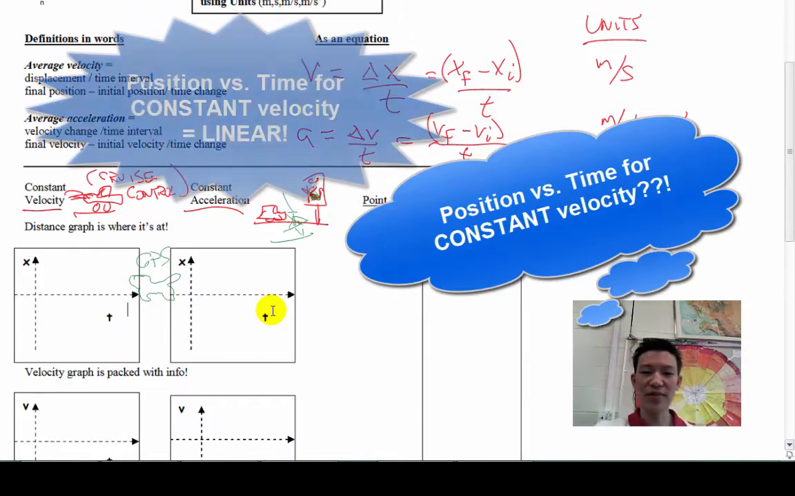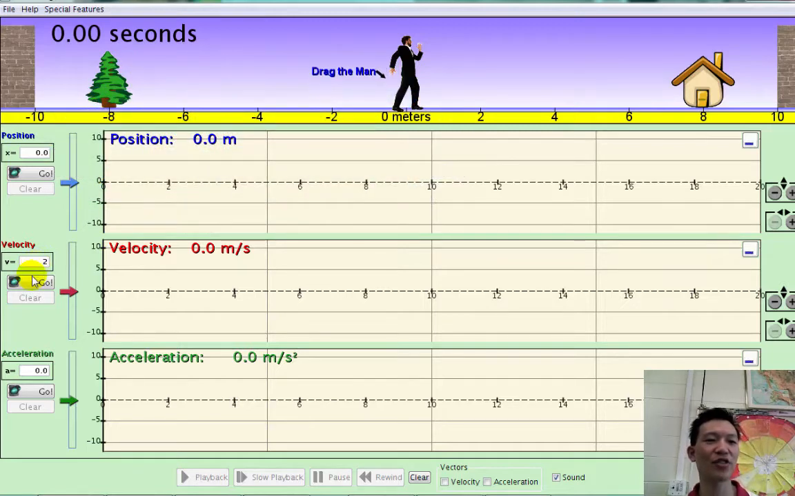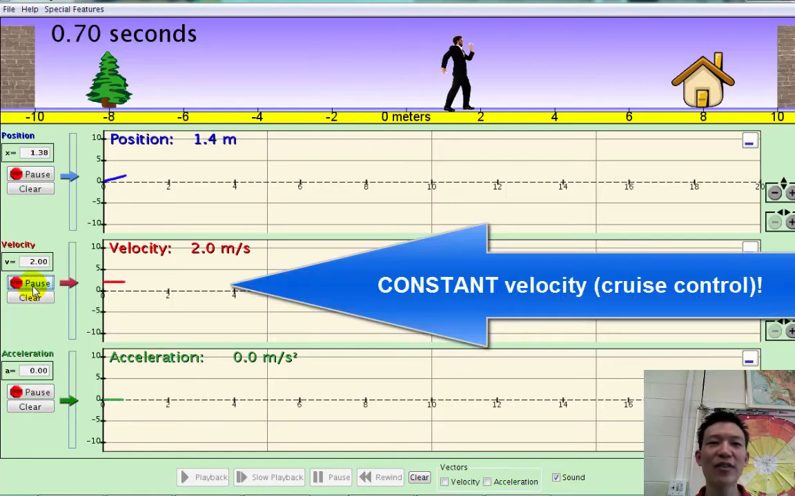Okay, it's going to be a linear relationship. Good job. So here's a way to picture that. Little simulation we're going to use later on called the moving man. So exciting. There's a dude here, and you can make it move. Wow. So the first thing I'm going to do is put him on cruise control. Let's give him a velocity of 2 meters per second, positive.